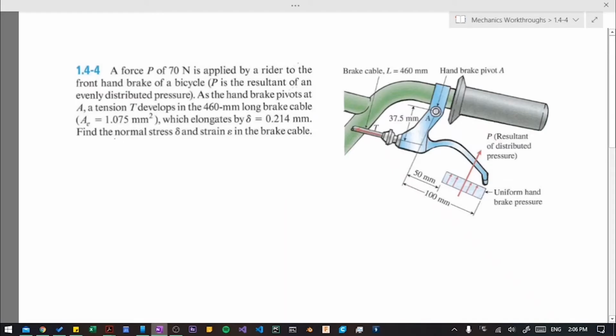This is example 1.4-4. A force P of 70 newtons is applied by a rider to the front hand brake of a bicycle. P is a resultant of an evenly distributed pressure. As the hand brake pivots at A, a tension T develops in the 460 millimeter long brake cable with a cross-sectional area of 1.075 millimeters squared, which elongates by delta equals 0.214 millimeters. Find the normal stress sigma and strain epsilon in the brake cable.